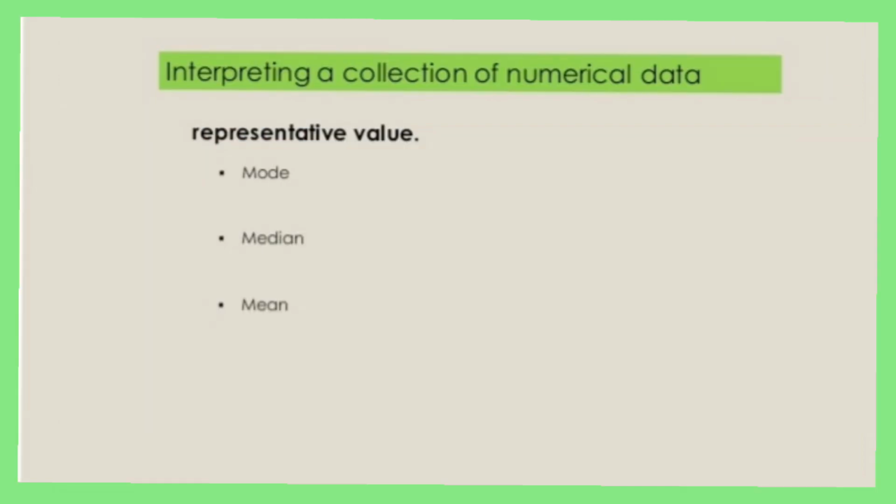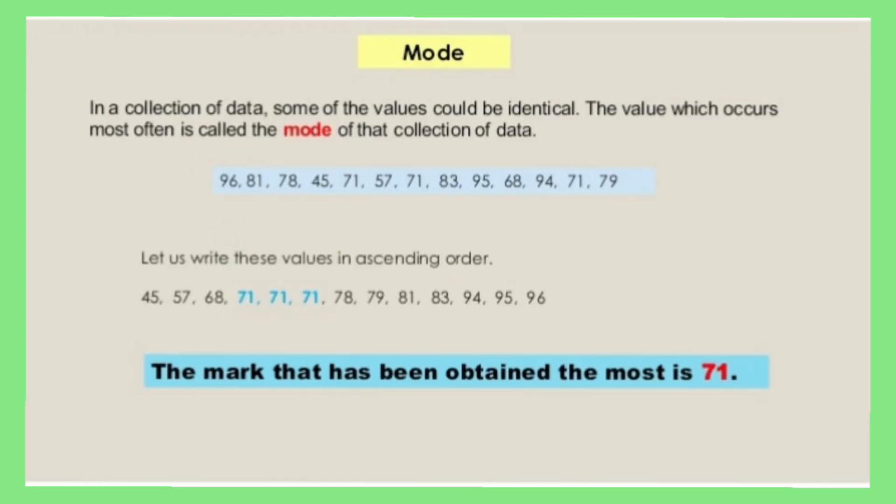Now we will discuss how to interpret a collection of numerical data. There are three representative values: mode, median and mean. Let's study them one by one. What is mode? In a collection of data, some of the values could be identical. The value which occurs most often is called the mode of that collection of data. When we consider this data set, first we have to arrange them into ascending order like this.